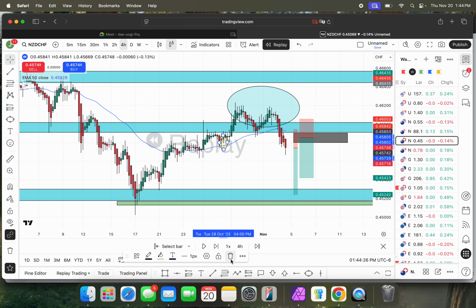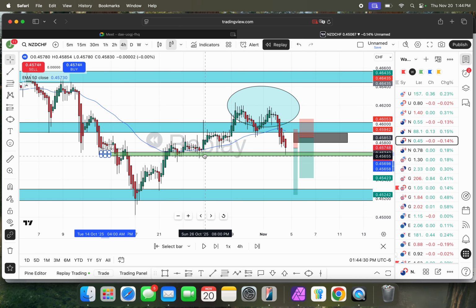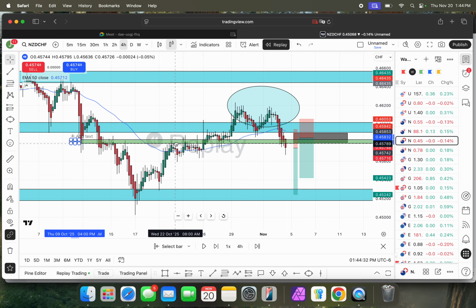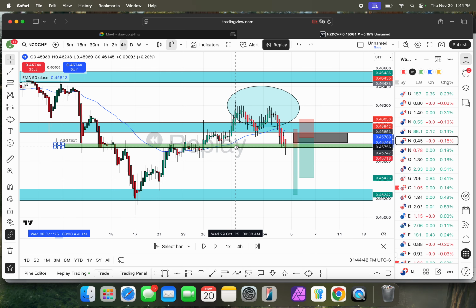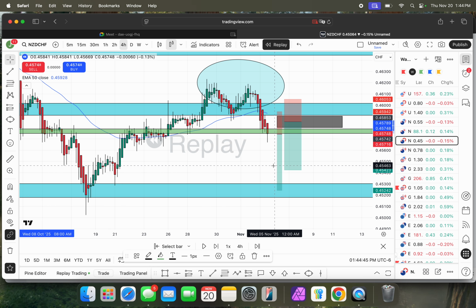Okay, now that we had a shift of structure on the H4, we are looking for our area of interest. Here's our area of interest because we are below. So now we're looking for price to retest. And it's probably more so here. And the reason why I know that is because originally I put it here.